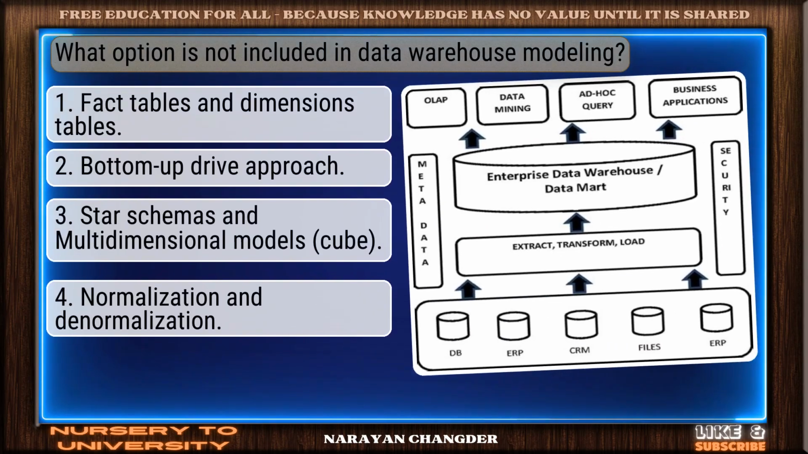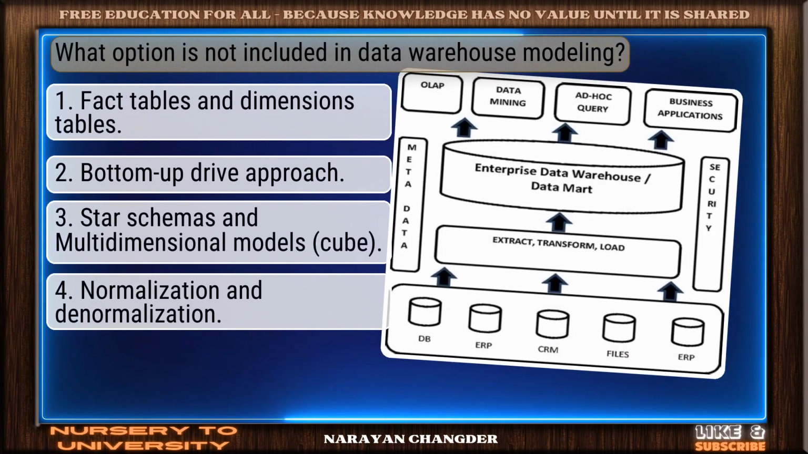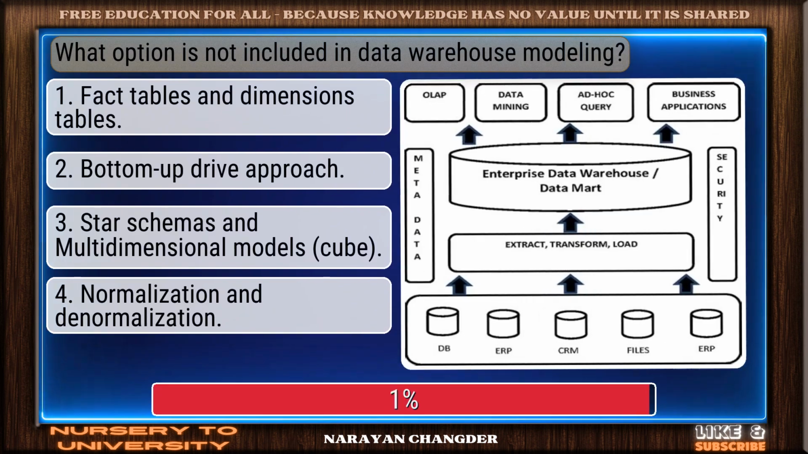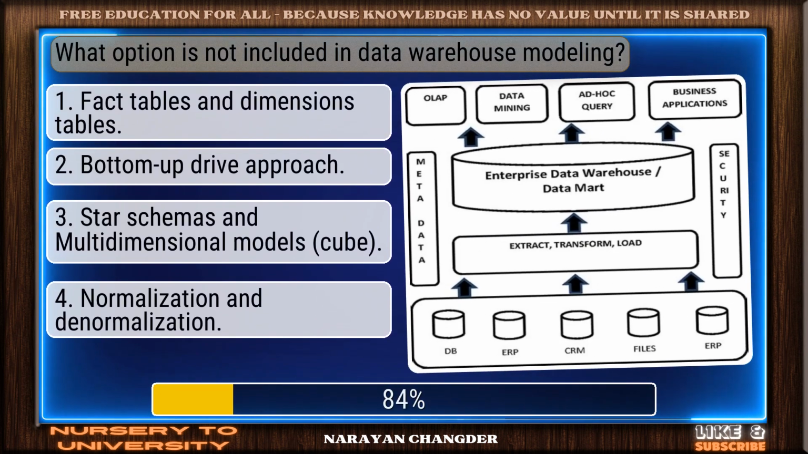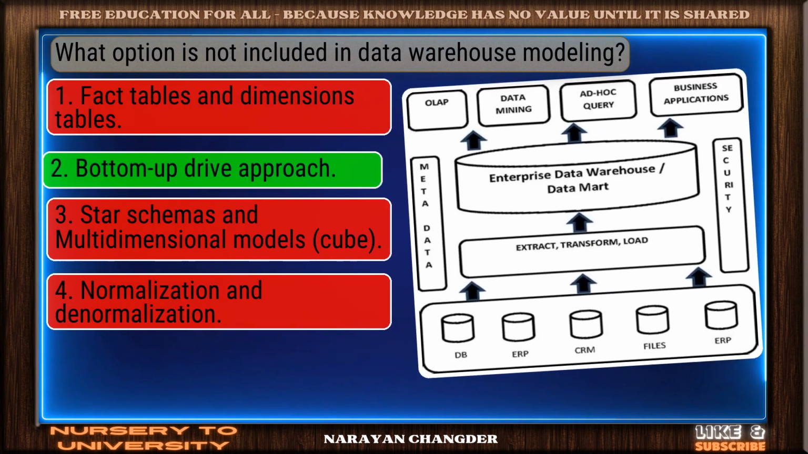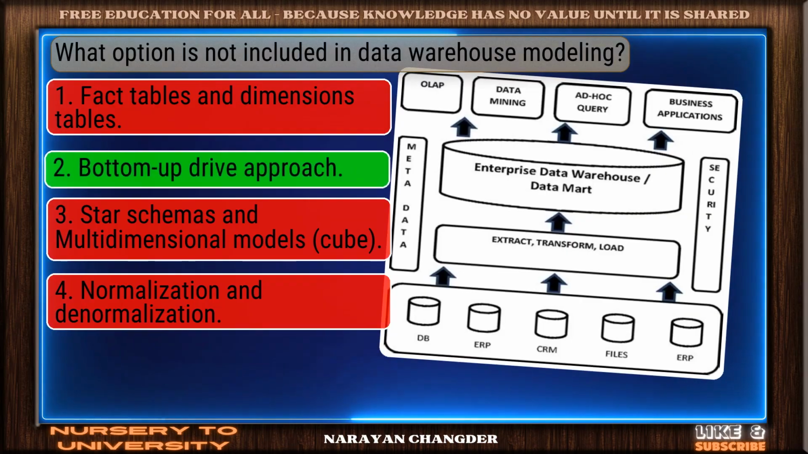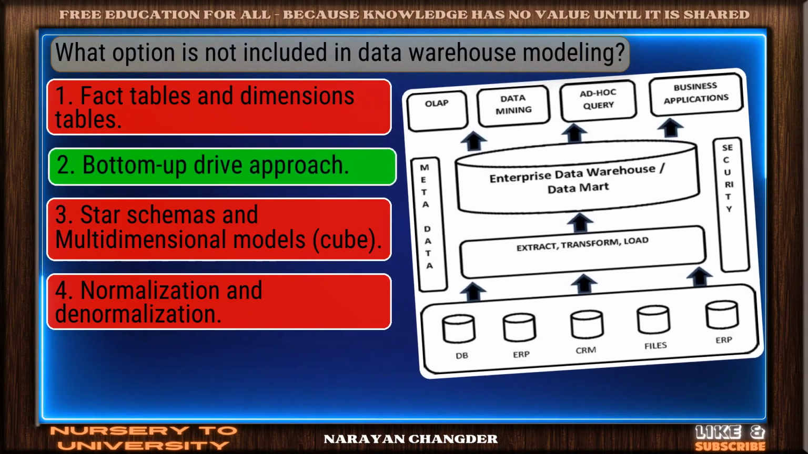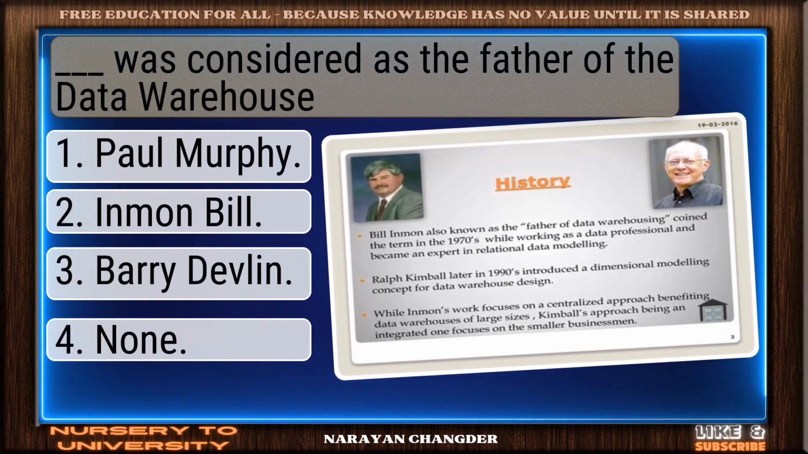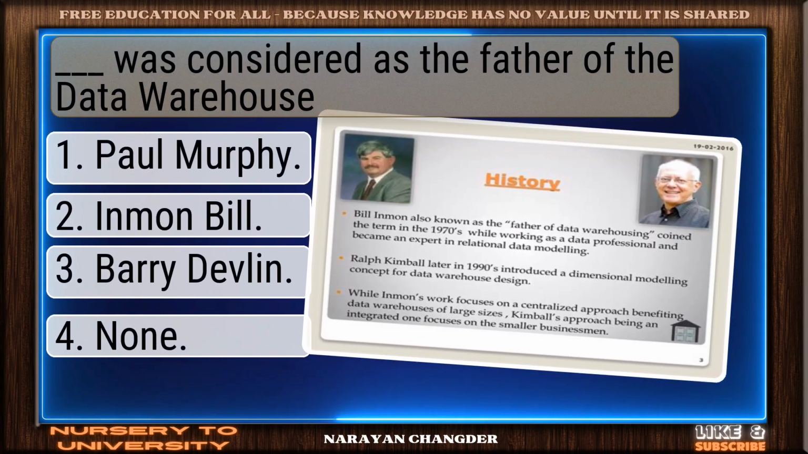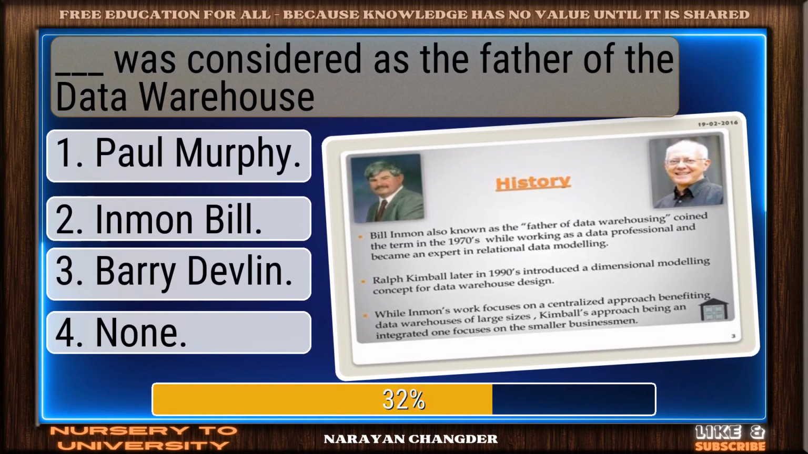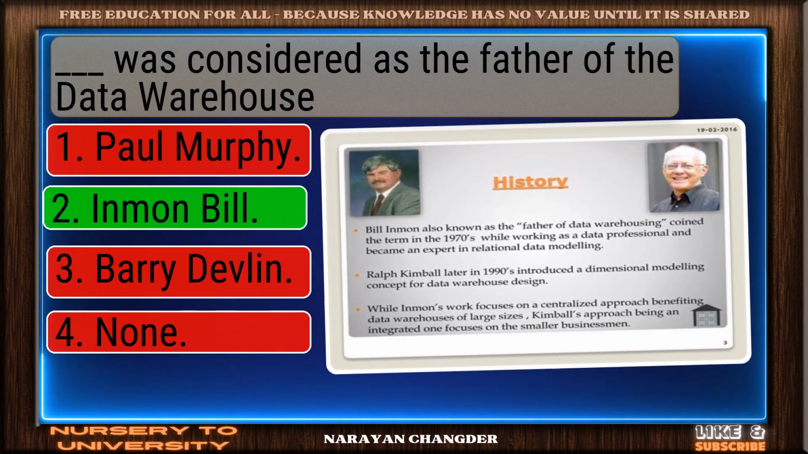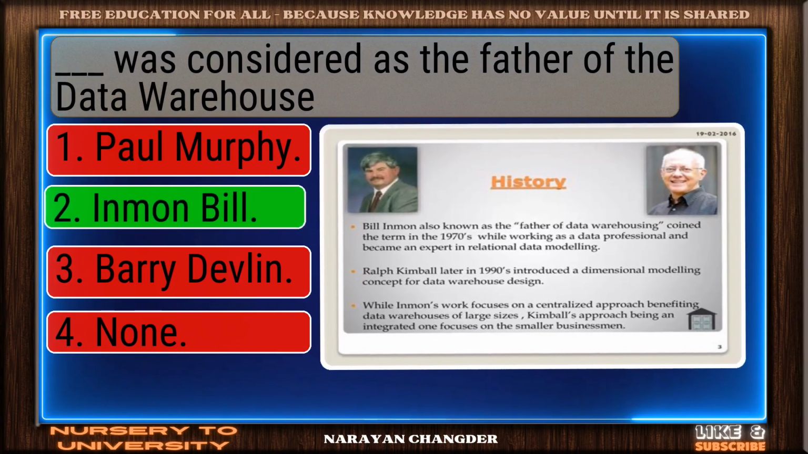Question number 5. What option is not included in data warehouse modeling? Solid response. Bottom-up driven approach is a valid choice. Question number 6. Dash was considered as the father of the data warehouse. Nicely done. Bill is a solid answer.